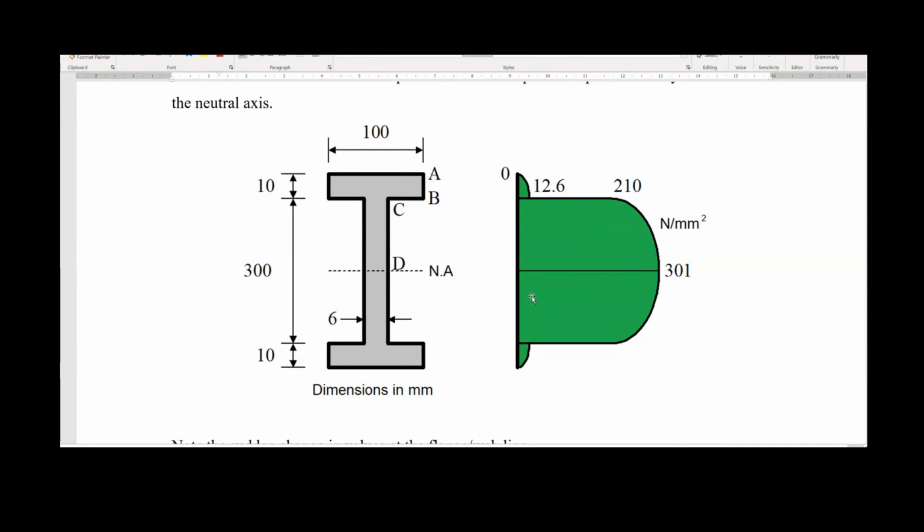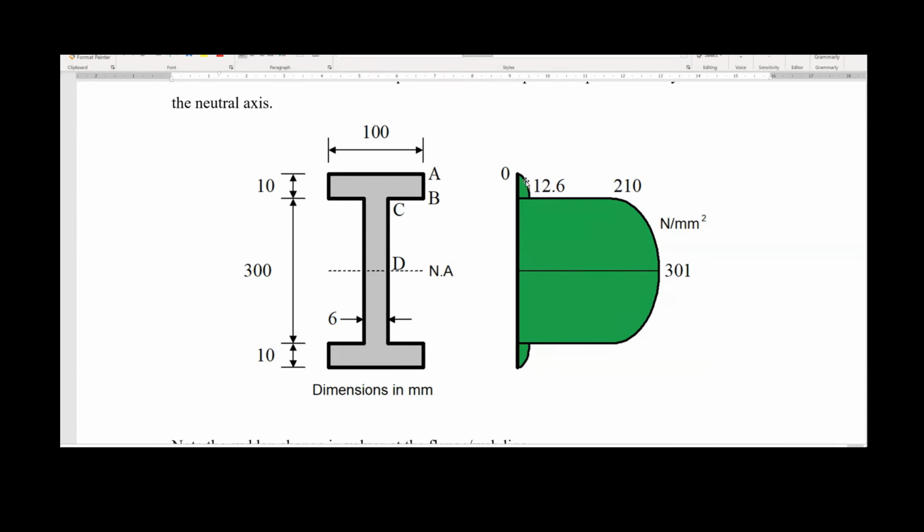In this diagram again, it's very clear what happens. You start with 0. You have a first value at the end of this flange equal to 12.6. And after, because of the sudden change in the width from 100 to 6, you have a jump in the value of the shear stresses, and you go from 12.6 to 210. And after that, you have a parabolic distribution until you reach the maximum value of the shear stresses, which is equal to 301 Newton per square millimeter.